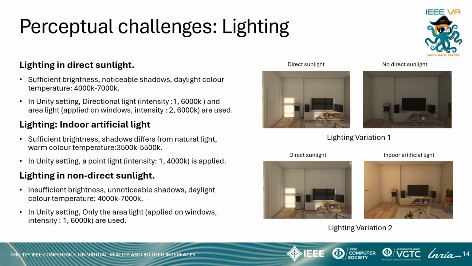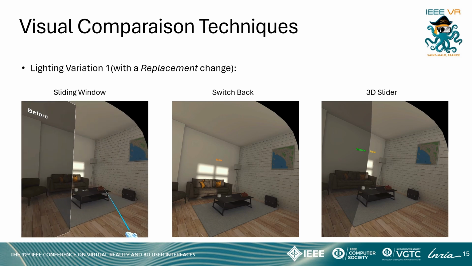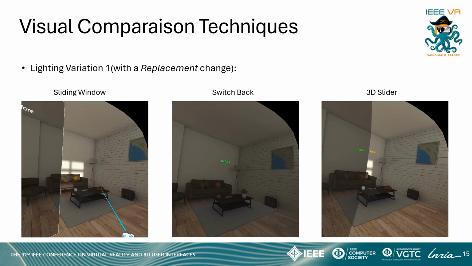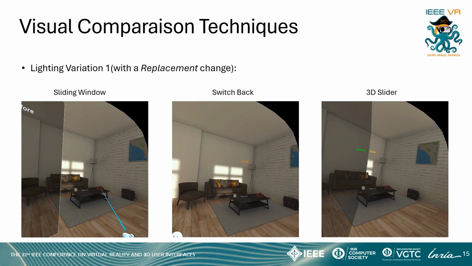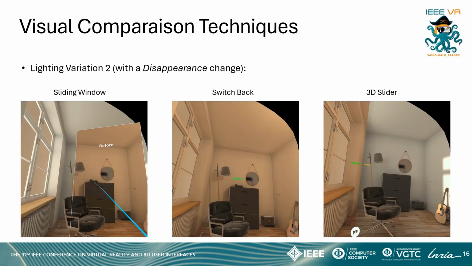We used three different lightings to create two different lighting variations. The first one is direct sunlight versus no direct sunlight. The second one is direct sunlight versus indoor artificial light. The lighting parameters in our study are listed here. In lighting variation 1, the three techniques look like the following. And here is lighting variation 2.